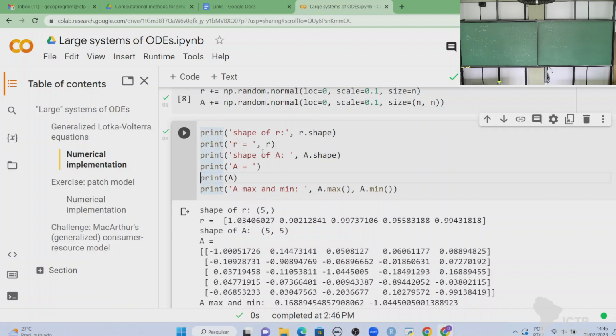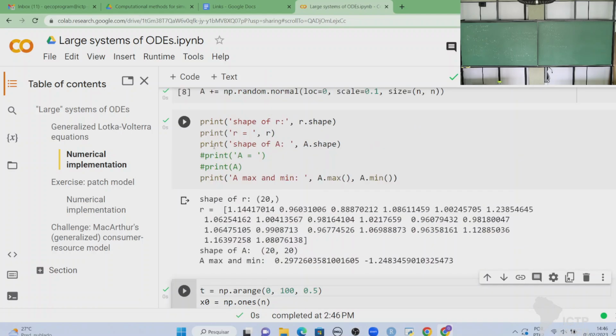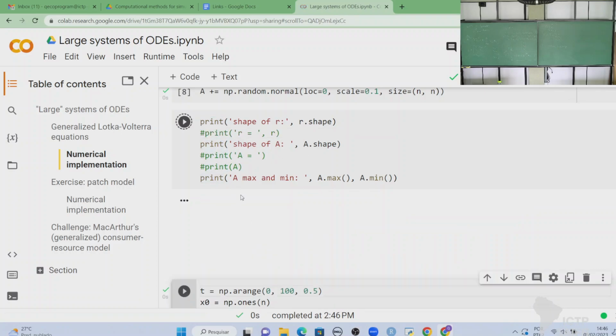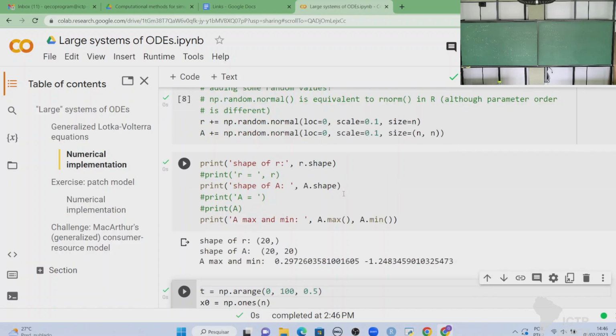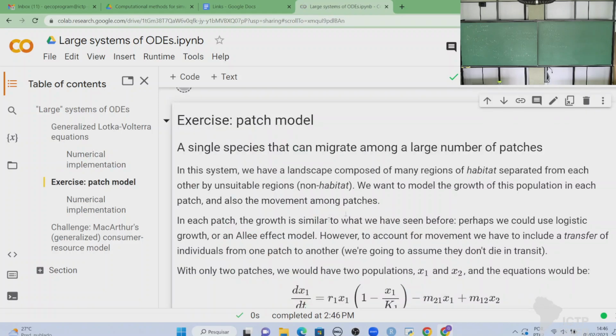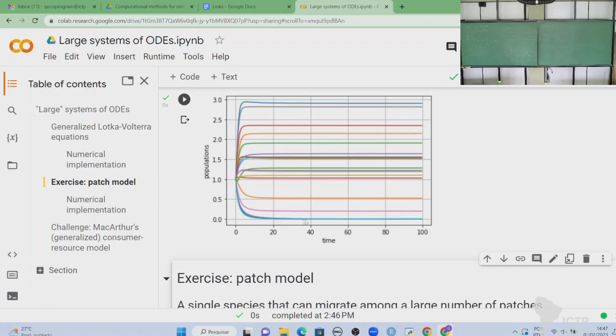So I will stop printing A over here. Well, I don't even need to print this again, but anyway, let's just print to check that R and A are the shapes that we want, right? So they are shaped 20 and 20 by 20, okay? Just to check if the shapes are correct. Okay, and now I integrate this again, and then I run this. And now you see that some species are going to extinction, okay?